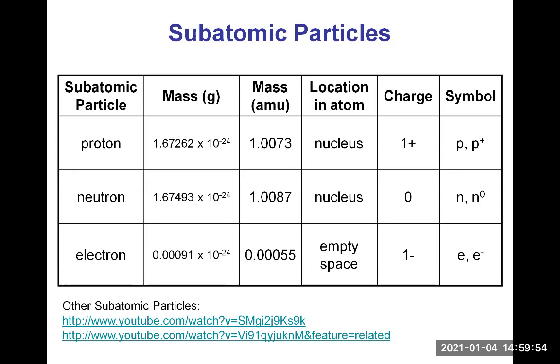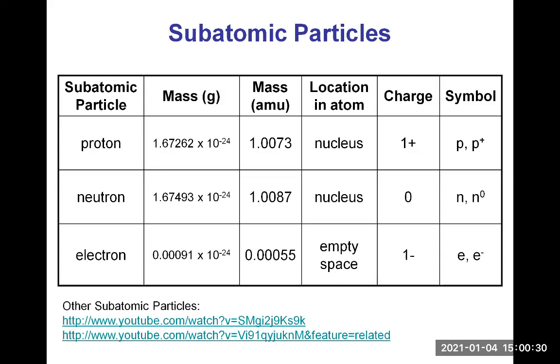The protons and neutrons are located in the nucleus of the atom, and the electrons are roaming around in the empty space around the nucleus. The charge of the proton is +1. Neutrons are neutral, no charge, and electrons are negatively charged with 1 negative charge per electron. And then you see the symbols and how the symbols recall the charge of those particles and their name.